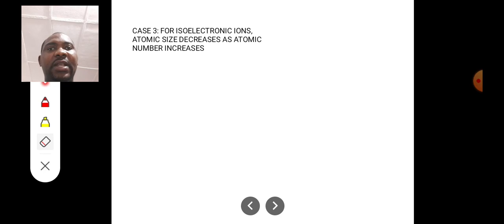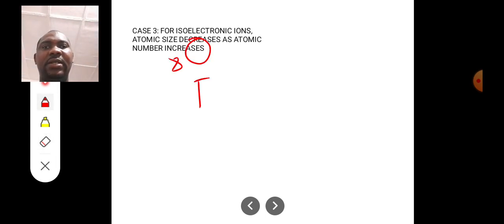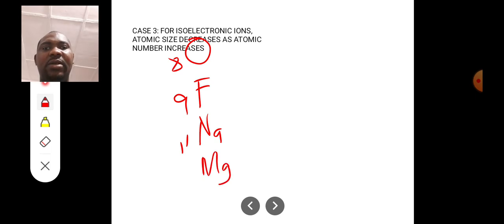For isoelectronic ions, atomic size decreases as atomic number increases. Now, what are isoelectronic ions? Isoelectronic ions are ions with the same electronic configuration. And I'm going to explain that using certain examples. Look at oxygen, for example. We have oxygen, the atomic number is 8. Fluorine, atomic number is 9. Look at sodium, atomic number is 11. Magnesium, atomic number is 12.